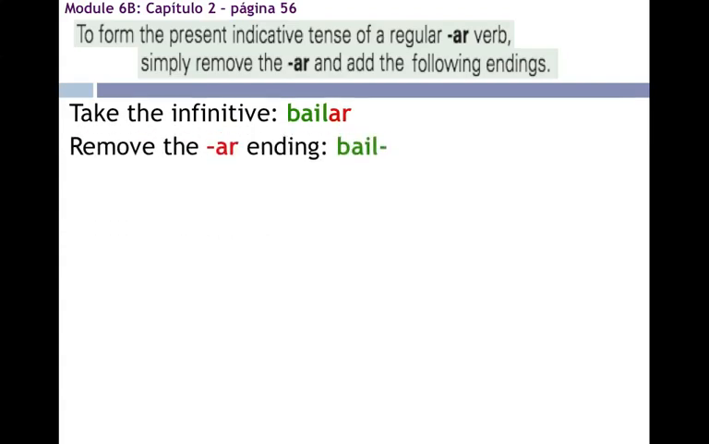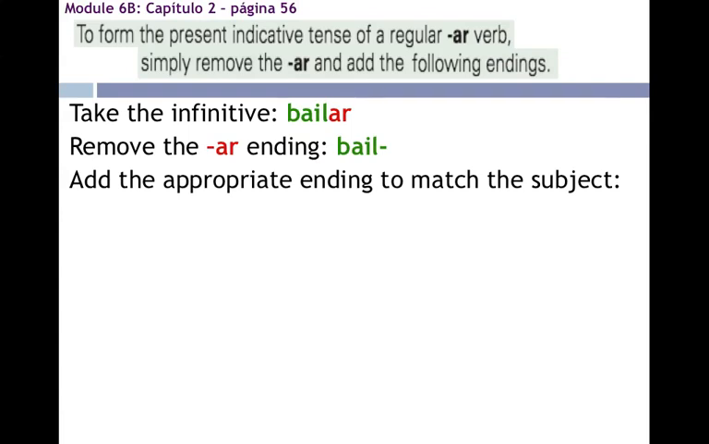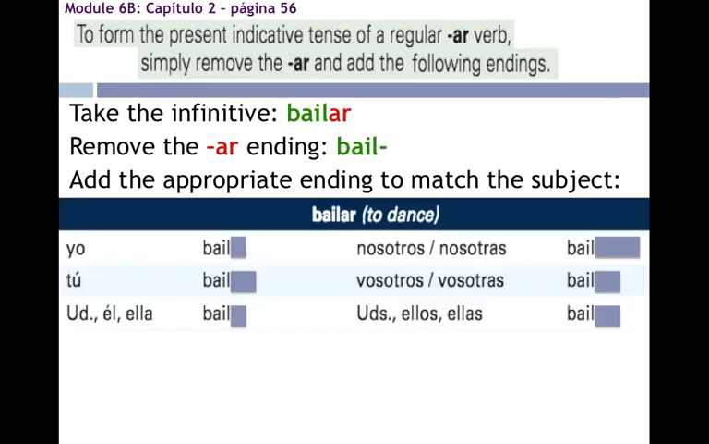Remove the AR ending and you're left with BAIL, which you recall is called the what? The stem or the root. And then you add the appropriate ending to match the subject. This is another one of those agreement things. So let's take a look and see what those endings are.